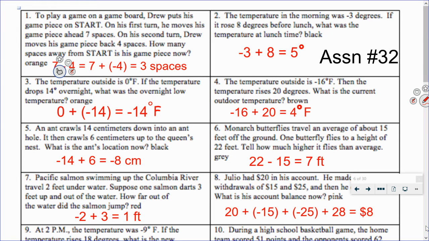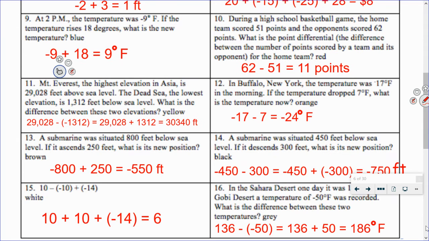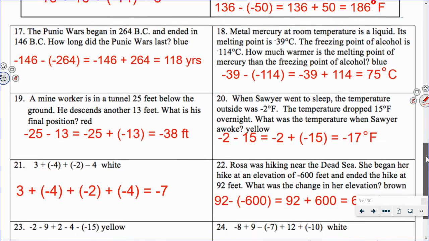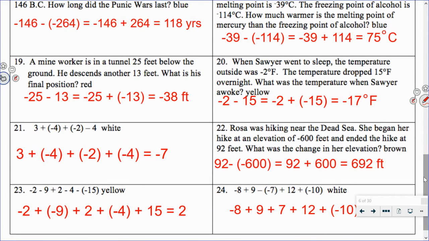Go ahead and scroll down now. Pause and come back when you're ready. And let's scroll down a little more. And pause and come back when you're ready.